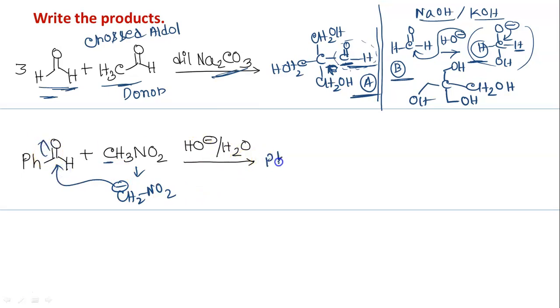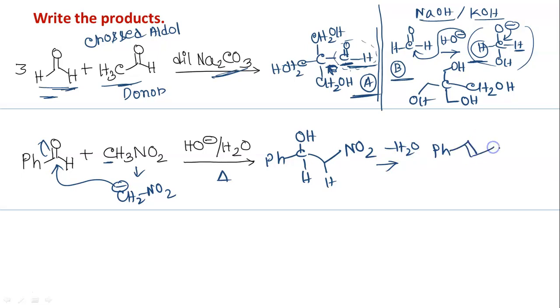So first there will be formation of OH, NO2, and as there is another hydrogen, if we heat it, I am writing here the heat sign, then there is removal of water, and we are getting Ph CH=CH NO2.